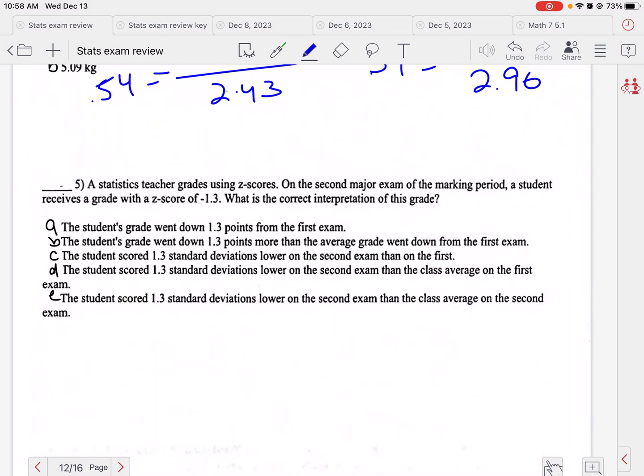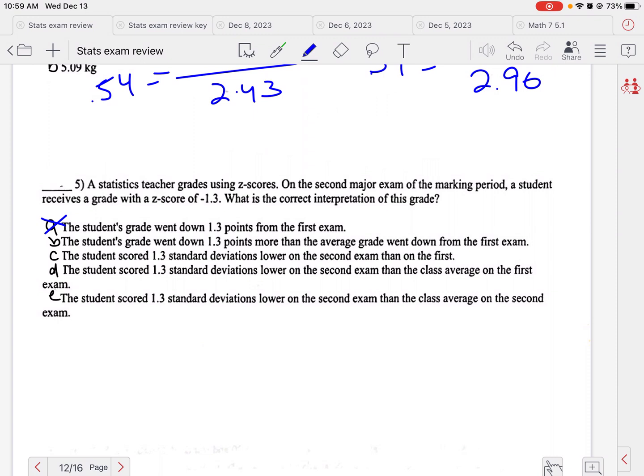A statistics teacher grades using Z-scores. How kind. On the second major exam of the marking period, a student received a Z-score of negative 1.3. What is the correct interpretation of this grade? The student's grade went down 1.3 points from the first exam. No, because a Z-score has nothing to do with the specific points.